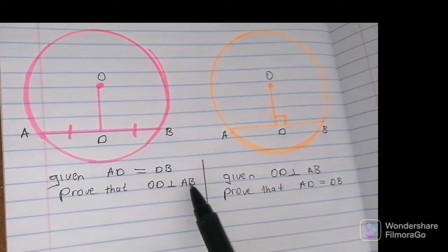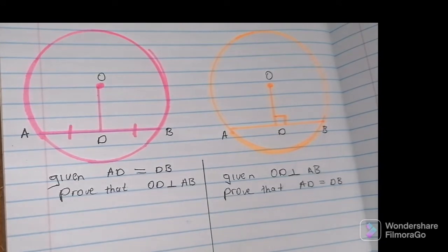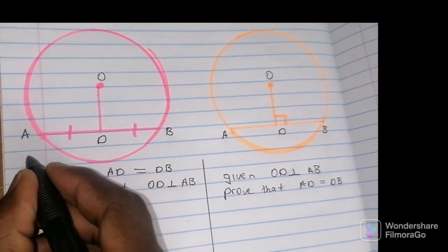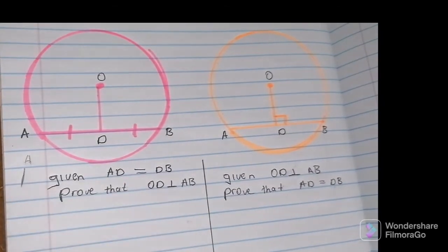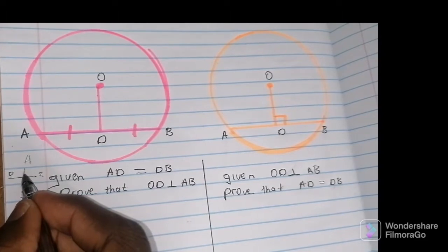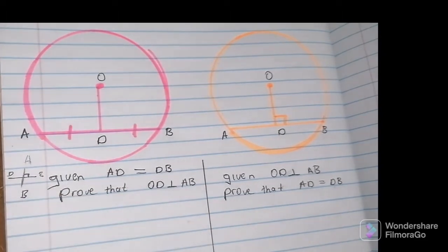OD is perpendicular to AB, right? So guys, perpendicular lines are lines that intersect at 90 degrees, or let me just say a right angle. For example, if we have a line, let's call this line AB, and then they say AB is perpendicular to maybe DE. When they intersect, they form 90 degrees.